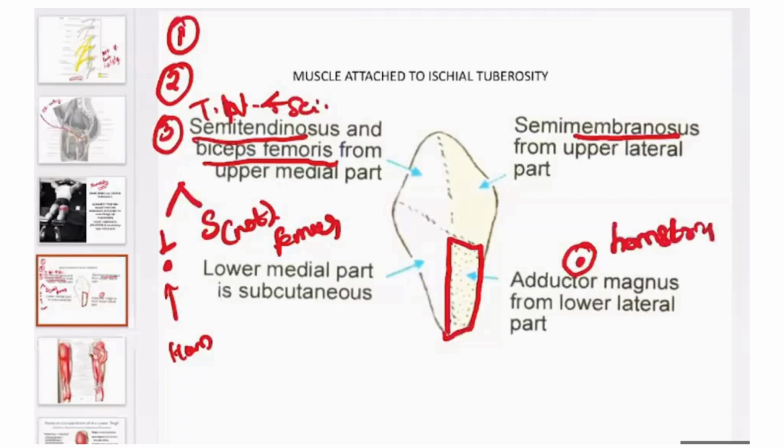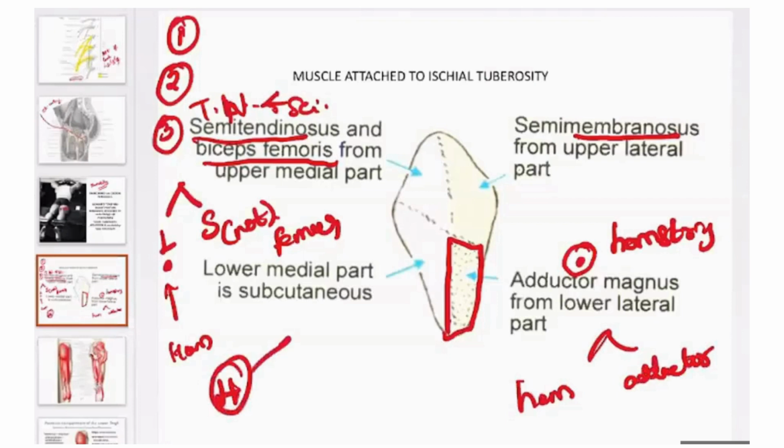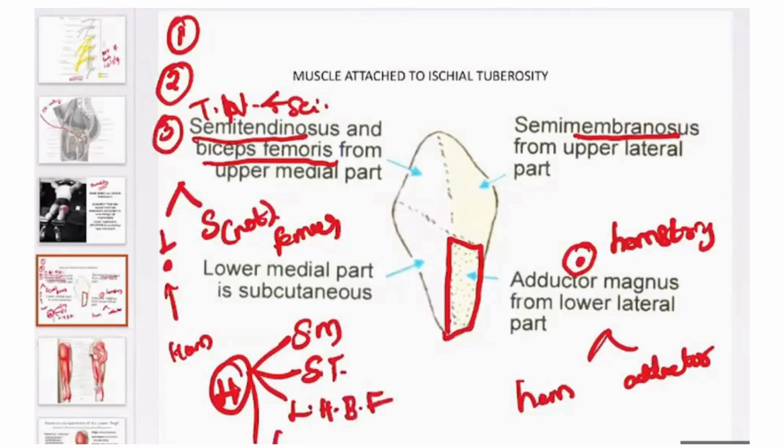There are two parts for adductor magnus. One is the hamstring part, the other one is the adductor part. So totally how many muscles form hamstring? 4 muscles: semimembranosus, semitendinosus, long head of biceps femoris, and the hamstring part of adductor magnus. Which head is not included? Short head is not included, but it is a muscle of the posterior compartment of thigh. Is it clear? All these are supplied by the tibial part of the sciatic nerve. You are clear with this, right?